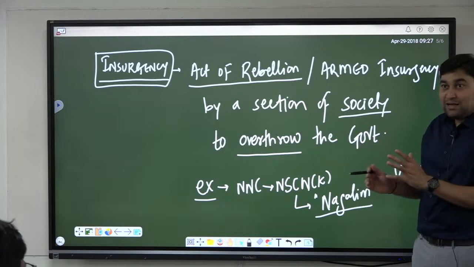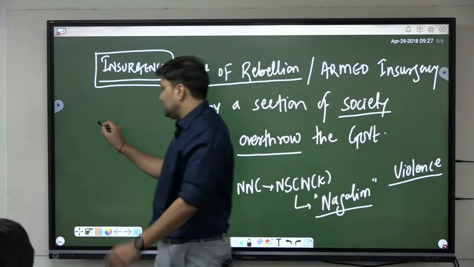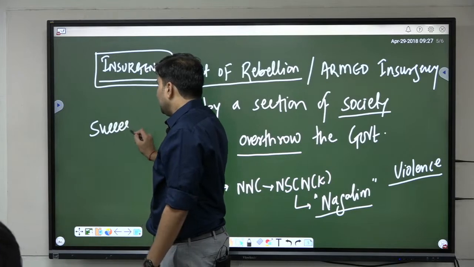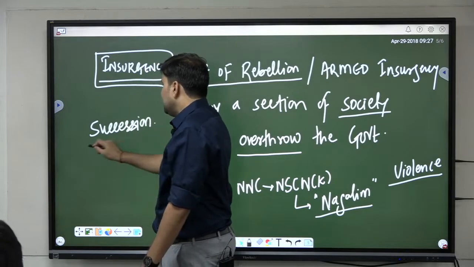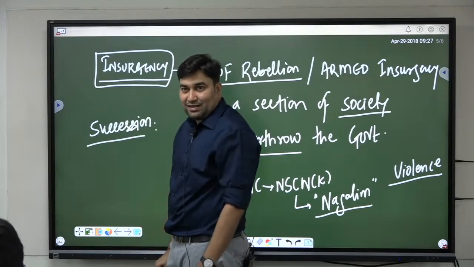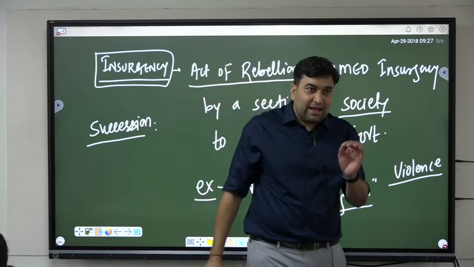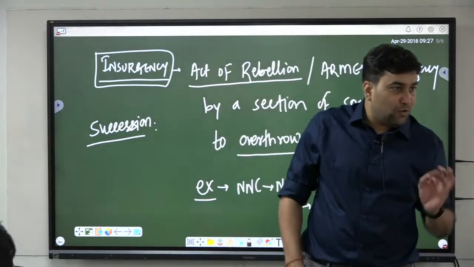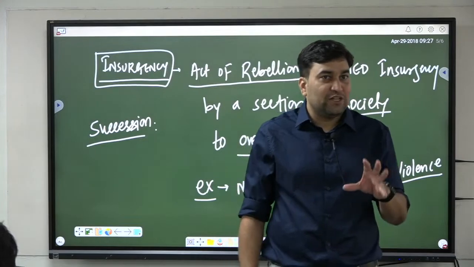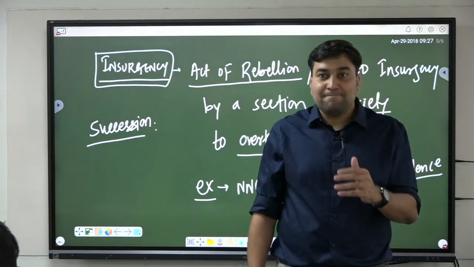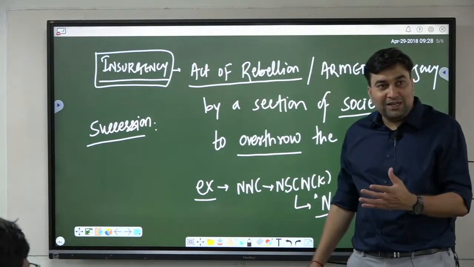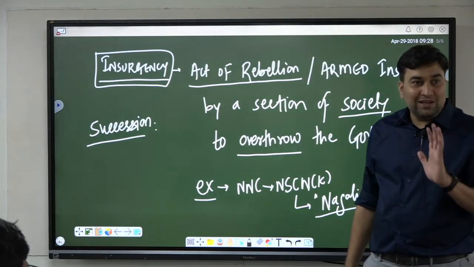They will be attacking to overthrow the government and establish their own country. Getting the idea? That means it is an act of secession. That means they want to establish their own sovereign state. Getting the idea? So insurgency is an act of violence by a section of society, especially the insurgent groups, basically for what? To overthrow the government and to establish their own sovereign state.